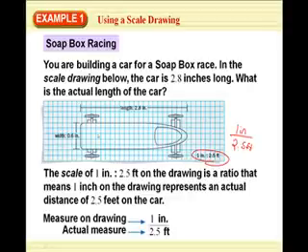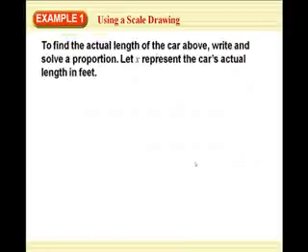So every inch equals 2.5 feet. So the length is 2.8 inches in the picture. Well, they wrote the same fraction down here. You can write the given information right here as a ratio. To find the actual length of the car, write and solve a proportion. Let x represent the car's actual length in feet.